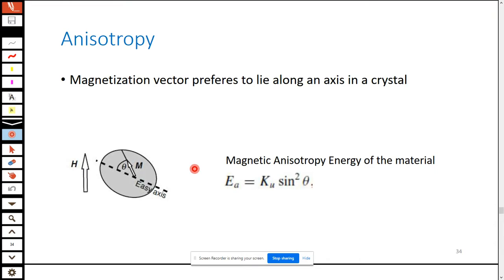In fact, this anisotropy determines the coercivity indirectly. If you look at hard magnetic materials where coercivity is large, anisotropy will also be large. If anisotropy is large, it is difficult to demagnetize the material, and that's why the coercive field will be large. Similarly, for soft materials, anisotropy will be small. Even for many soft materials, there is actually no anisotropy, so the magnetic material is isotropic.